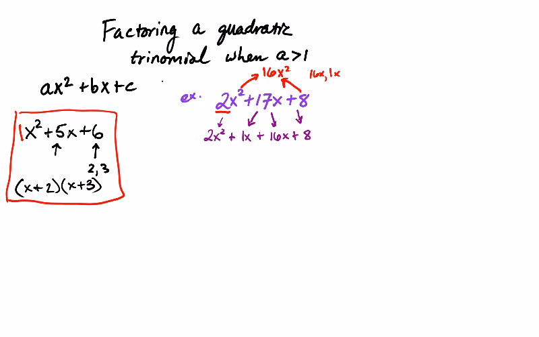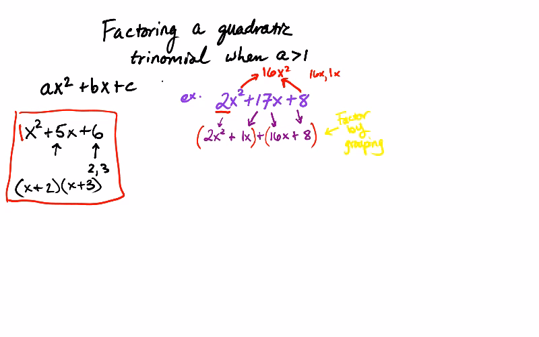Now notice that you have 4 terms. And when you have 4 terms right here, you want to factor by grouping. And what that means is that you want to group the first 2 and the last 2.